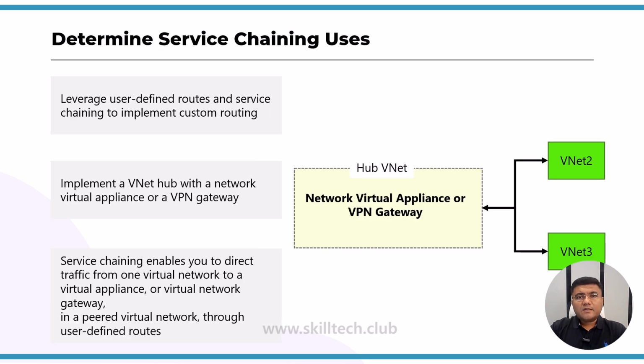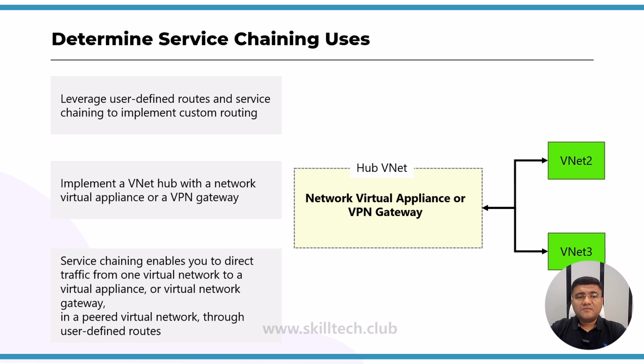This particular slide is actually talking about service chaining. Now, as we discussed, we have a hub and spoke kind of virtual network topology available. Service chaining is going to enable you to direct traffic from one virtual network to a virtual appliance or another virtual network or a gateway. This is a preferred virtual network configuration through user-defined routes.